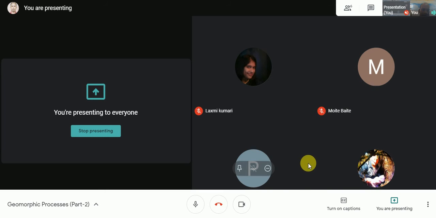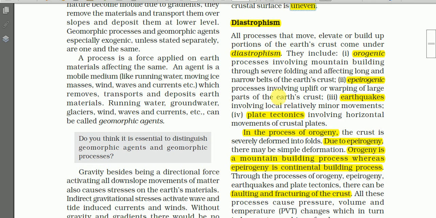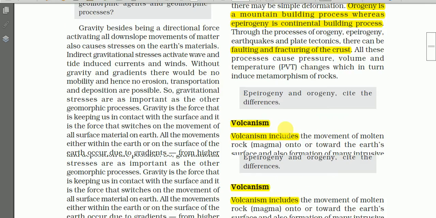If you don't have it, then let me proceed. Here, as I told you, we have two types of endogenic processes, that is diastrophism, and another one is volcanism.